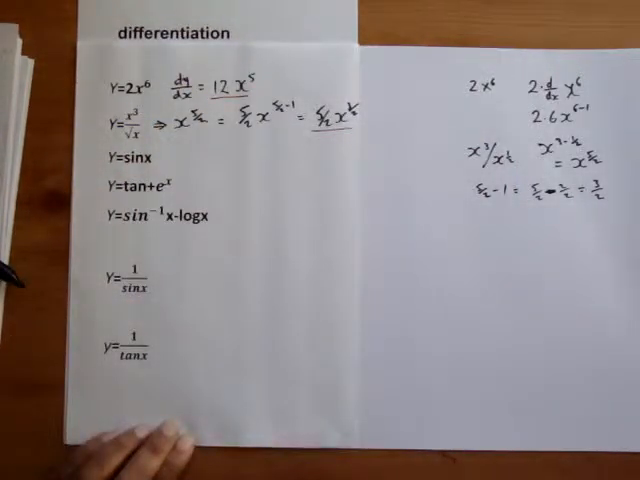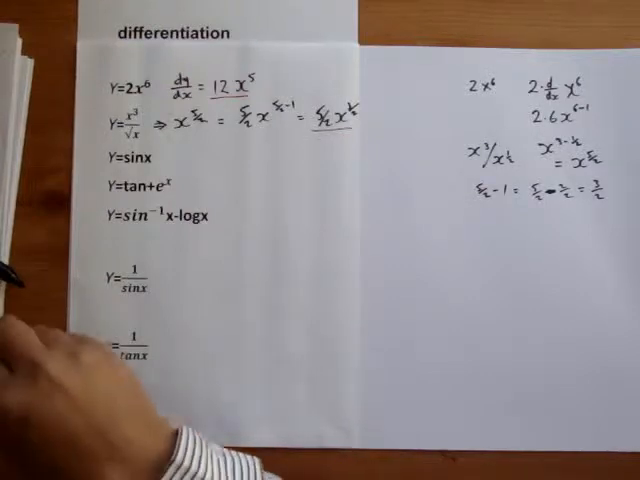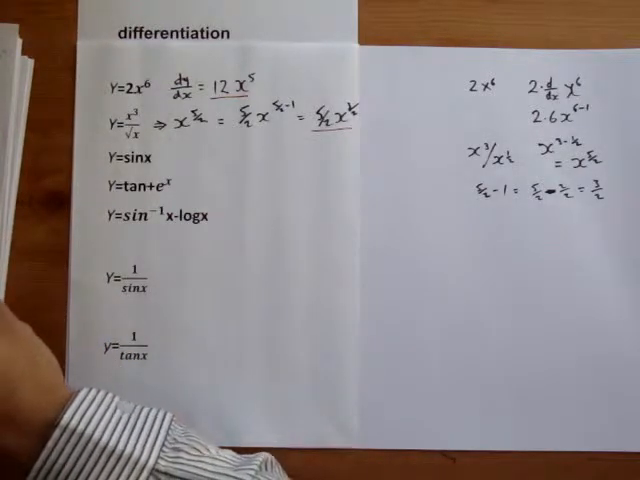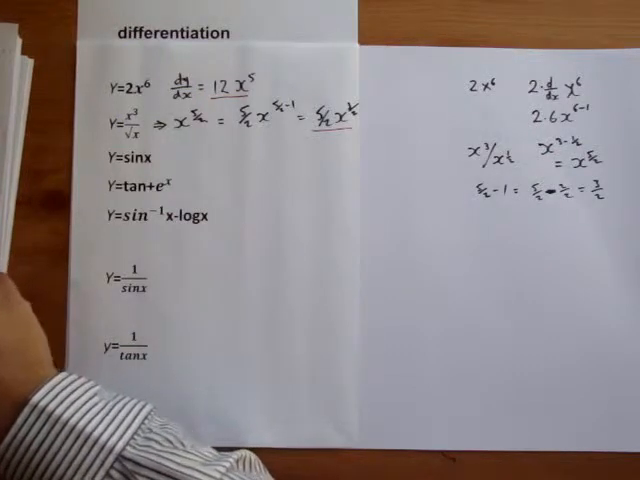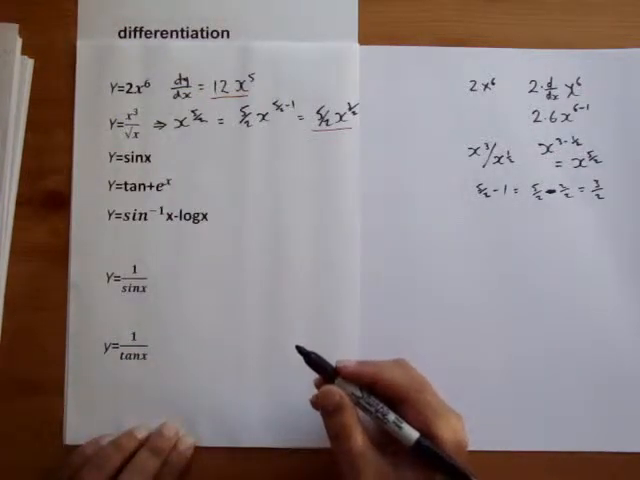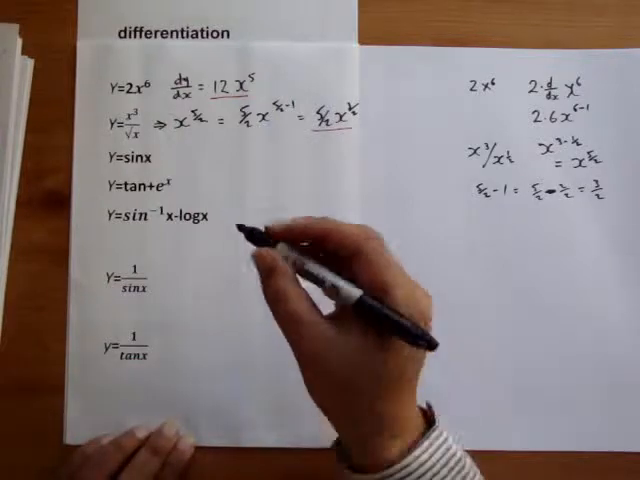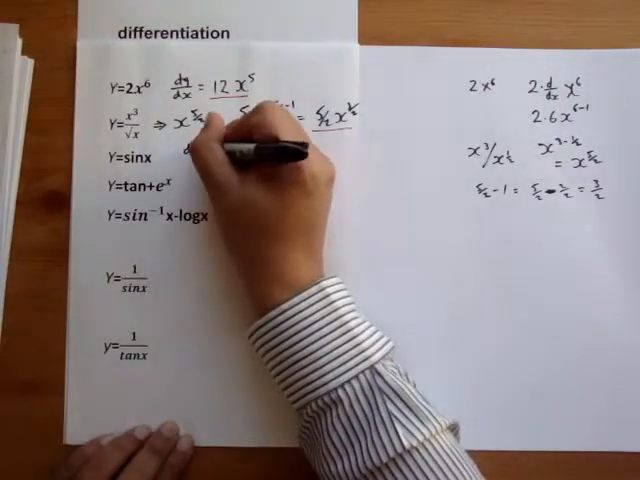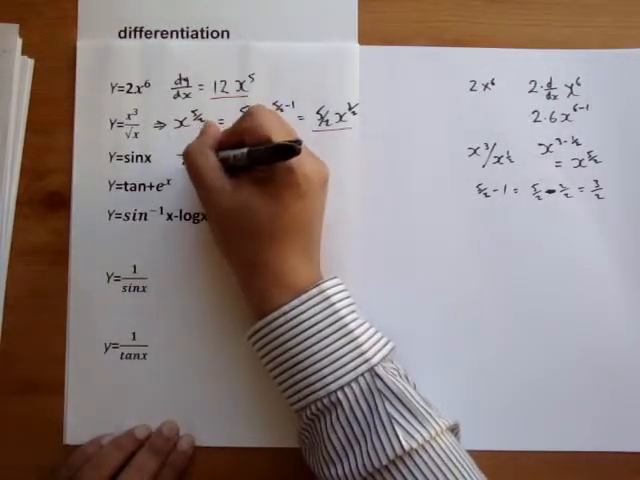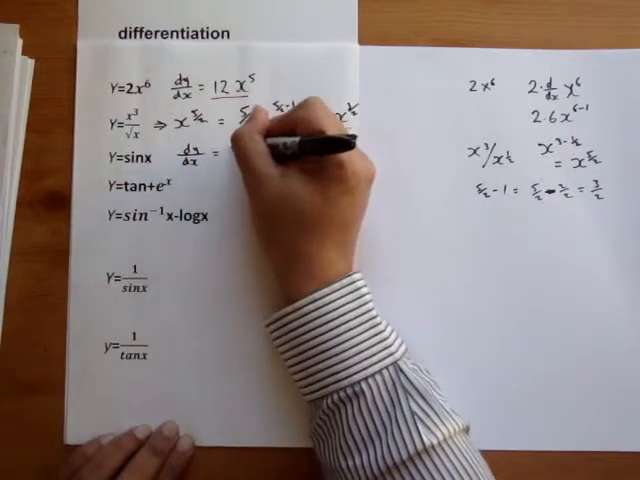What about y equals sine of x? Now, from our common derivatives that we should know, the derivative of sine x is cos x, so this simply becomes cos x.